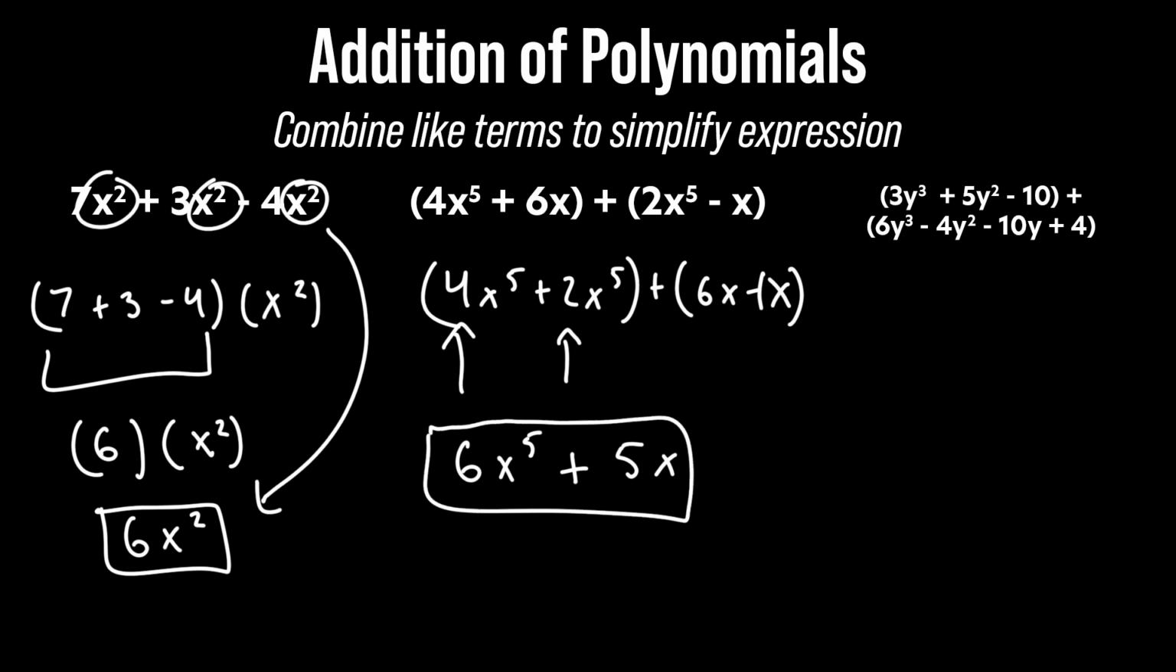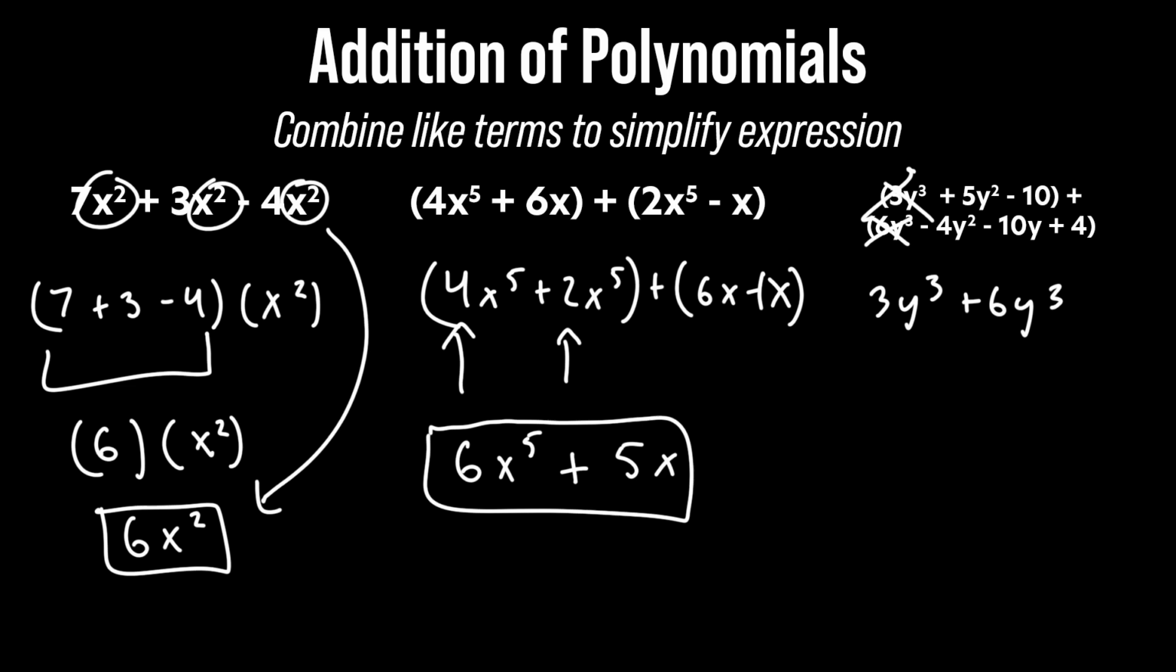Finally, let's try this last one. This last one, we have 3 separate like terms. We have the y cubed here, we have the y squared here, and we have the y here, and then we have the constants. So let's do this step by step. 3y cubed plus 6y cubed. So that covers the cubed.